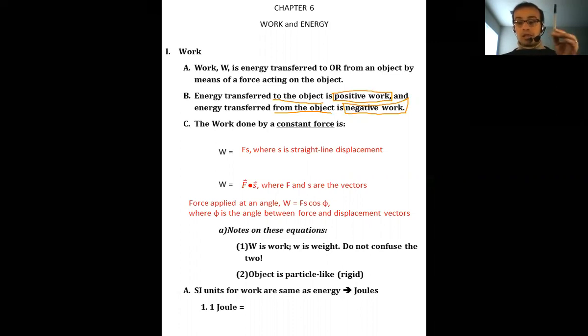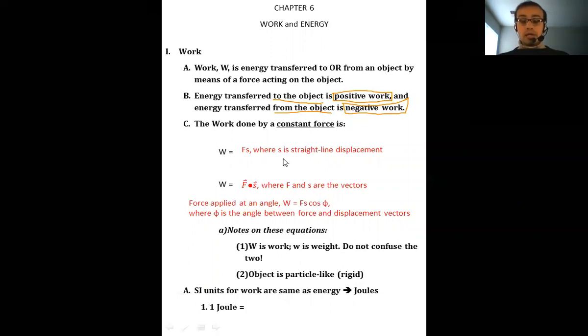So let's say that this pen represents the force vector, and this pen represents the displacement vector. Phi is this angle between them. So you multiply the magnitude of this guy, magnitude of that guy, and the cosine of the angle between them, which is phi. All right?